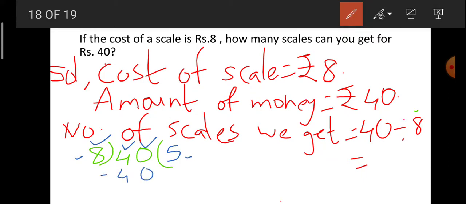Now you need to do the subtraction. 0 minus 0 is 0. 4 minus 4 is 0. What is the answer you need to write? 5. Whatever you get in the quotient, you will write here as the answer. How many scales are you getting, children? 5 scales. I think you have understood this.